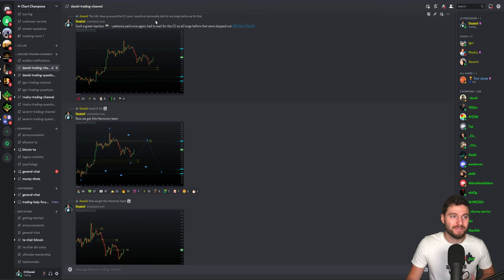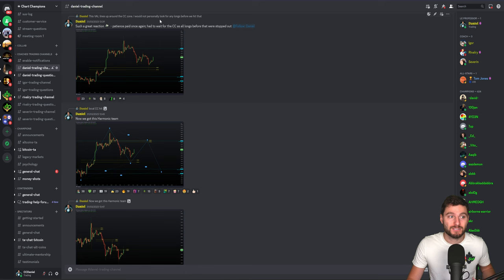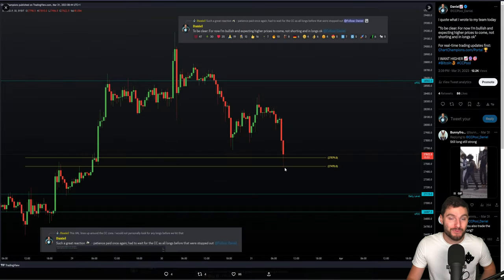And before we hit this, I would not hit any long trades. E.g., I'm not going to long here, not going to long here, not going to long here. Let's wait for the value area low on that CC Fibonacci level to get hit. I'm personally not going to long before we hit this level. And then, of course, we hit the level. We got the nice reaction and it gave us the long trade.